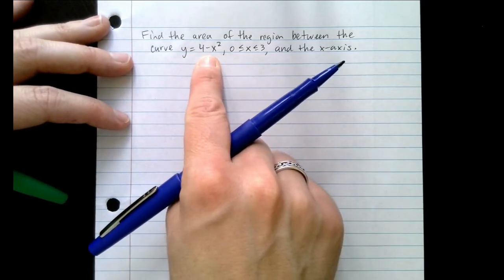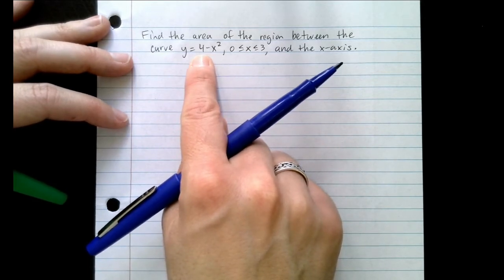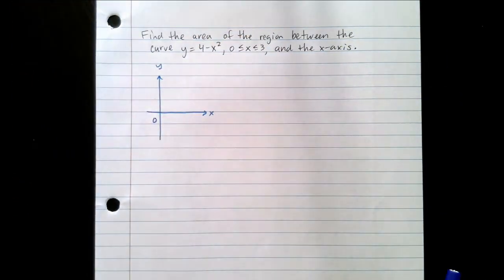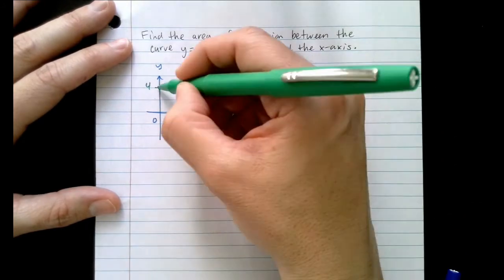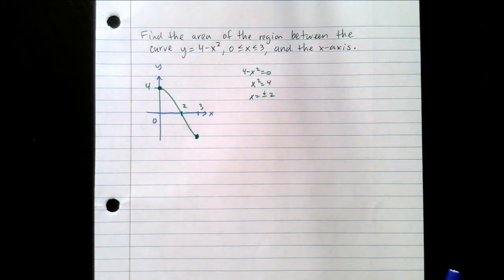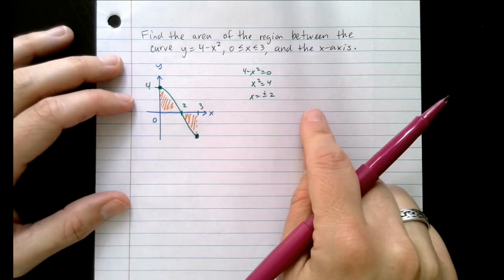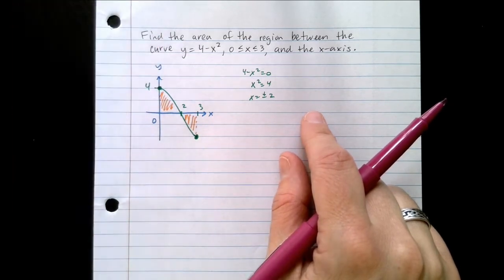Now this is a concave down quadratic, a parabola, concave down. It's been translated up 4 units. We can generate a sketch. The problem's asking for the area. So remember, we're going to interpret that as the total area.